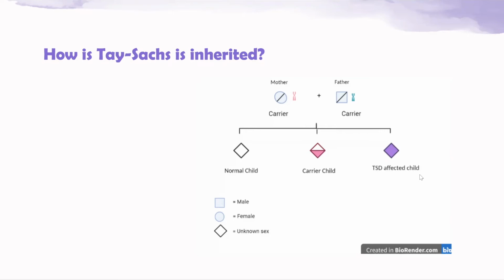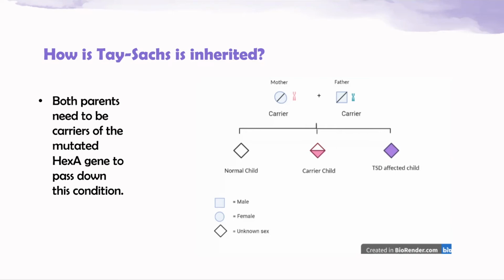This suggests that Tay Sachs is an autosomal recessive disorder, meaning that both the parents need to be carriers in order to pass on the mutation, the HexA gene mutation, to their children.